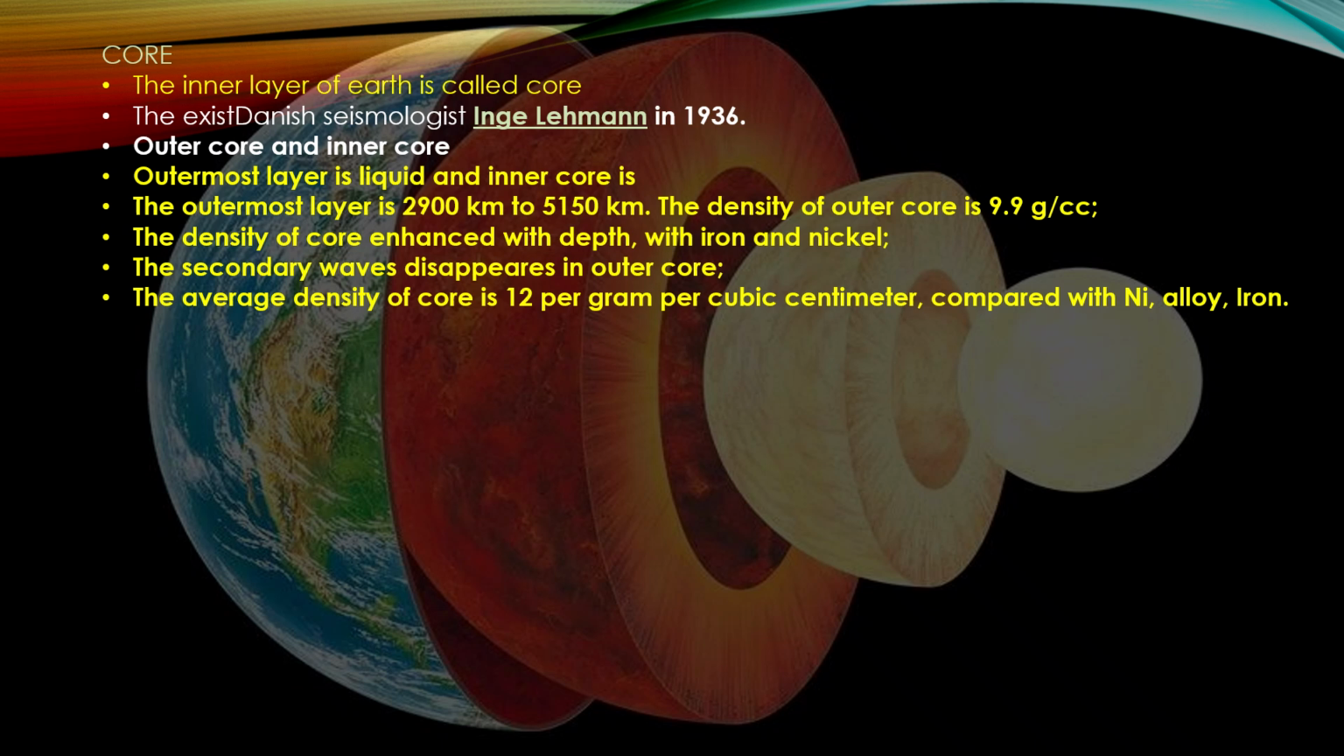So what is the core? It is the innermost layer of the earth. Again, through the discussion of geophysical data, we can say it has an outer core and an inner core. It extends from 2,900 kilometers to 5,150 kilometers. The density will be 9.9 grams per cubic centimeter, and it was discovered in the year 1936 by Inge Lehmann, a Danish seismologist.